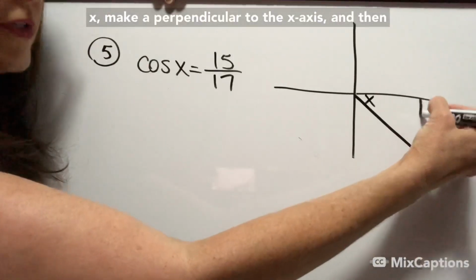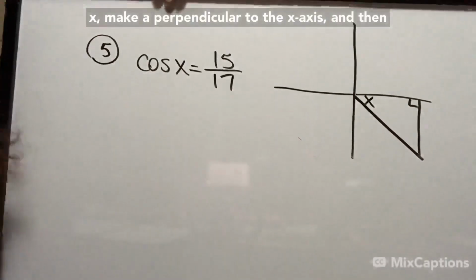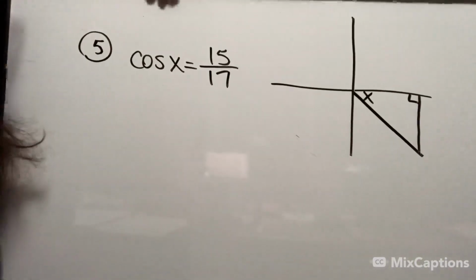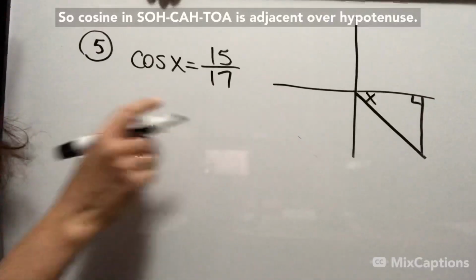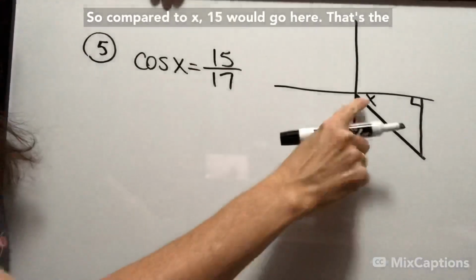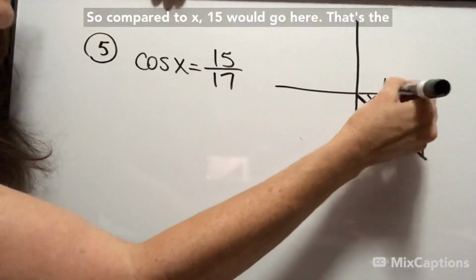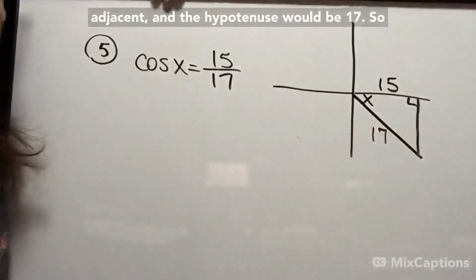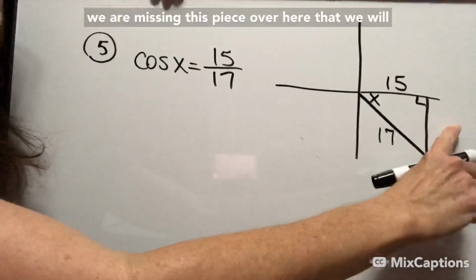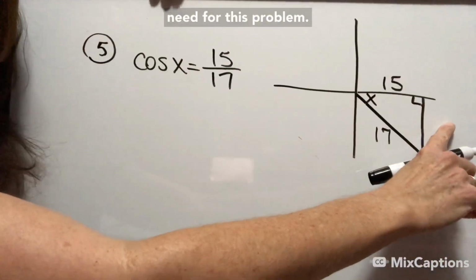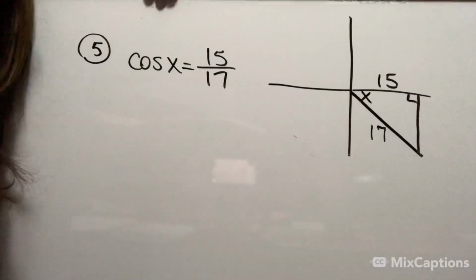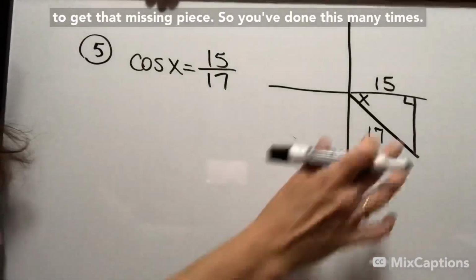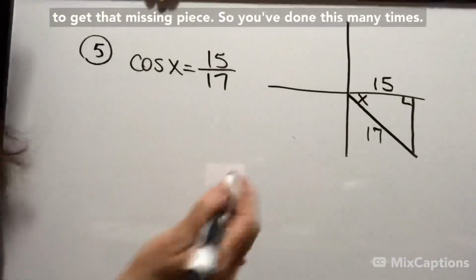Make a perpendicular to the x-axis. And then we're going to fill in what we know using Sohcahtoa. So cosine in Sohcahtoa is adjacent over hypotenuse. So compared to x, 15 would go here, that's the adjacent, and the hypotenuse would be 17. So we are missing this piece over here that we will need for this problem. So we would need to do the Pythagorean Theorem to get that missing piece. So you've done this many times.